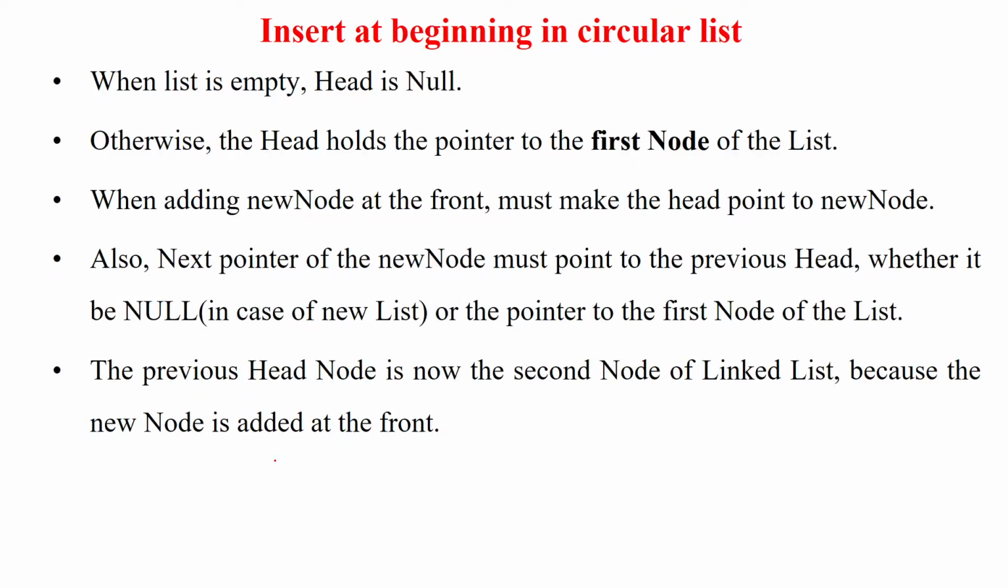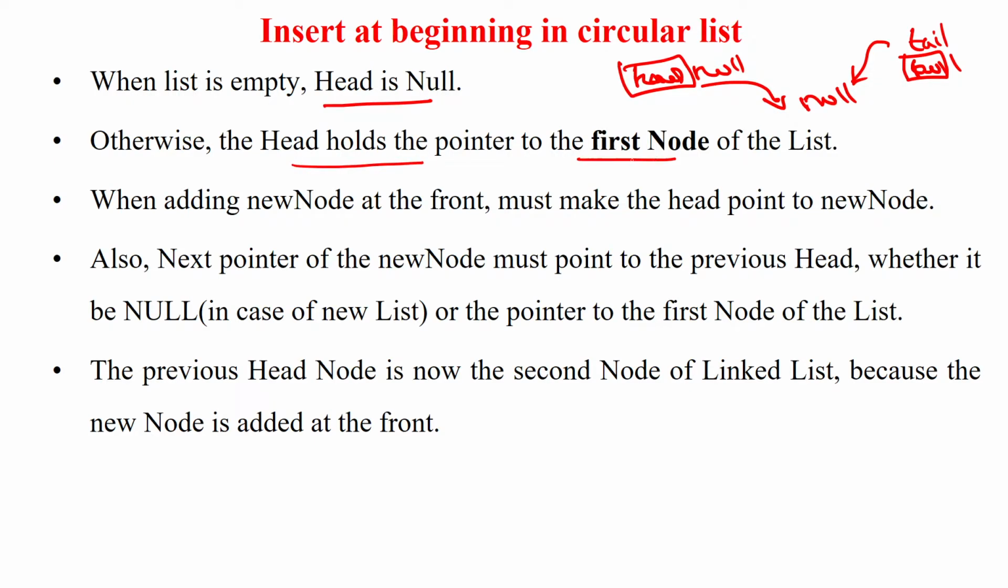For this, first we have to check whether the given list is empty or not. If head is null, that means the given list is empty. In this position, tail also will be null. Otherwise, head holds the pointer to the first node of the list. So head is pointing towards the first node of the list, right?